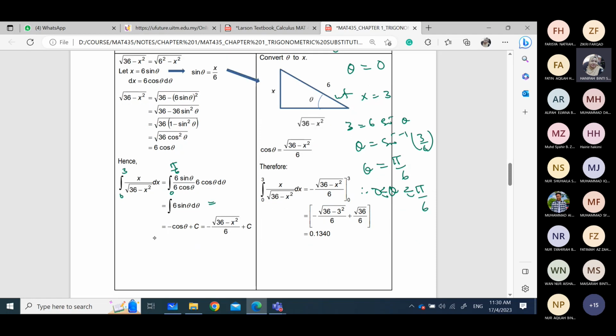So what do you get here? 6 sine theta, you integrate. Actually here we have 6. This one we have 6, so 6 times this one. So the answer here is negative square root 36 minus x squared plus c. Here it is negative 6 cosine theta. So the answer is negative 6 cosine theta. You just substitute the limit 0 to pi over 6, then you will get the answer. Do you understand what I am saying?